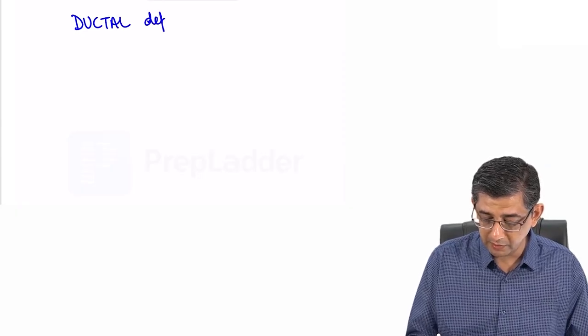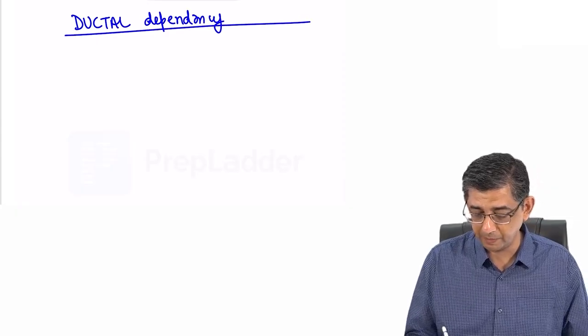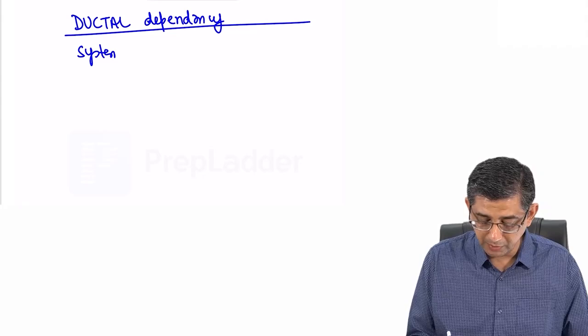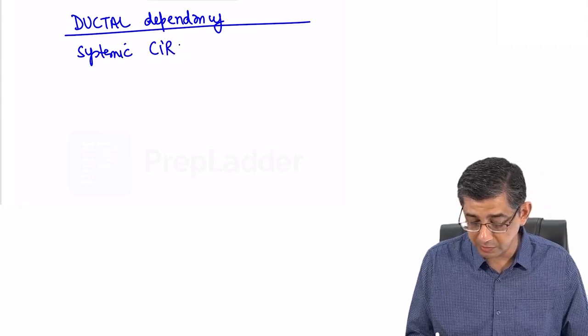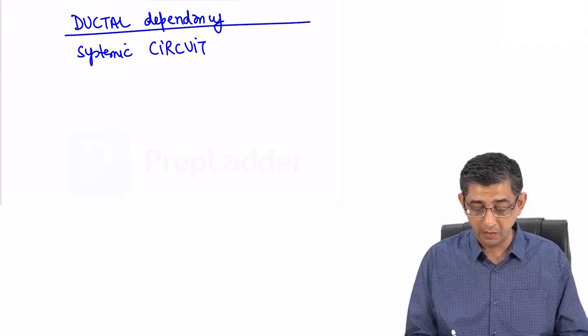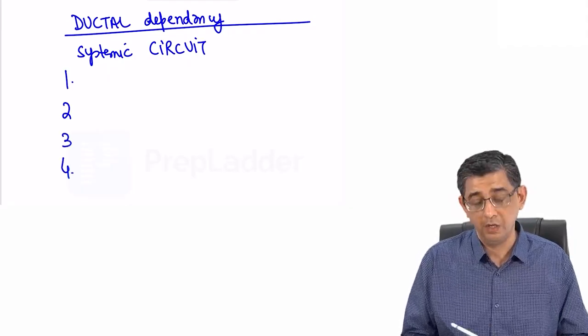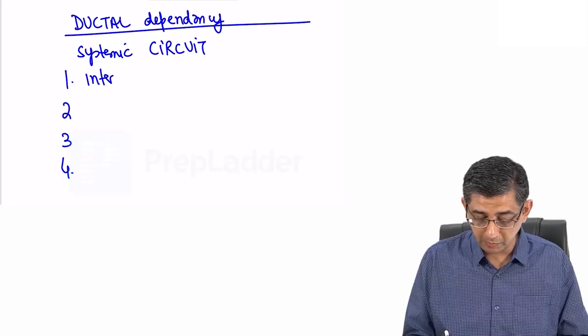And I have said ductal dependency per se for pulmonary and systemic circuit. Lots of time in the exam they definitely like to ask for systemic circuit, because for pulmonary circuit they know that you will study it in your UG also. In the systemic circuit we will go retrograde from the aorta. The first condition I taught you was a problem in the aorta.